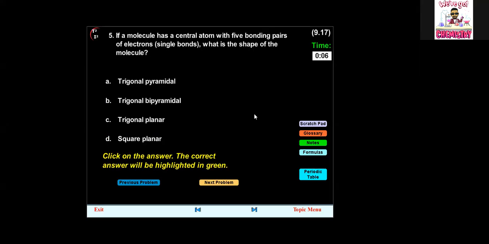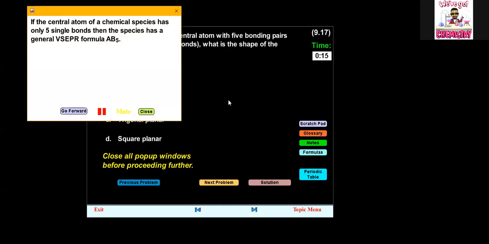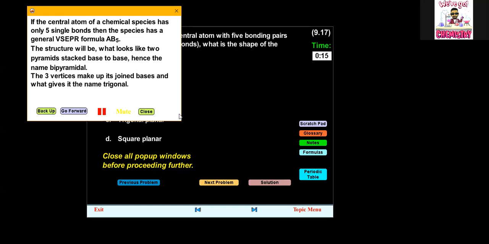If a molecule has a central atom with 5 bonding pairs of electrons, what is the shape of the molecule? 5 bonding pairs. That will be trigonal bipyramidal. This structure looks like 2 pyramids stacked base to base, hence the name bipyramidal. The 3 vertices make up its joint bases and give it the name trigonal. Therefore, the shape of the molecule is said to be trigonal bipyramidal.